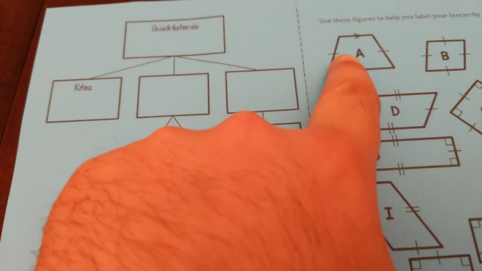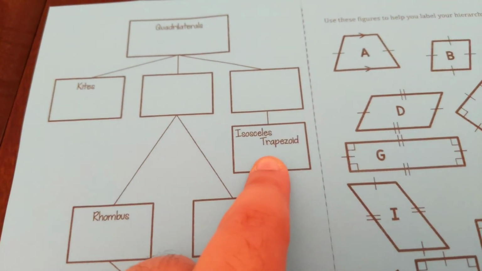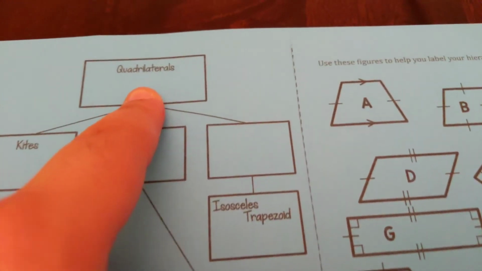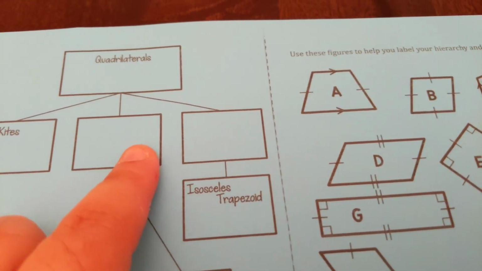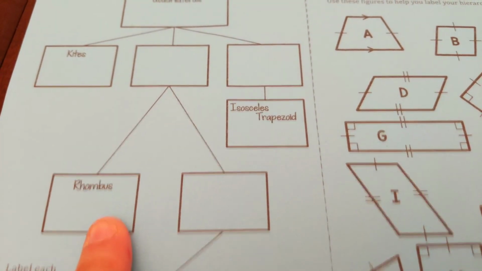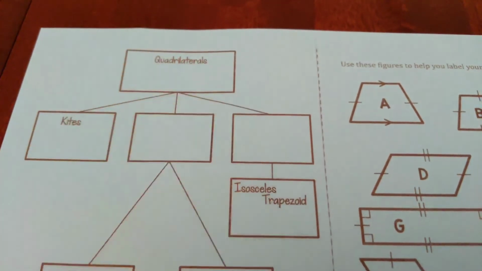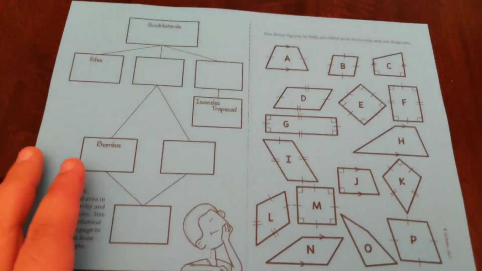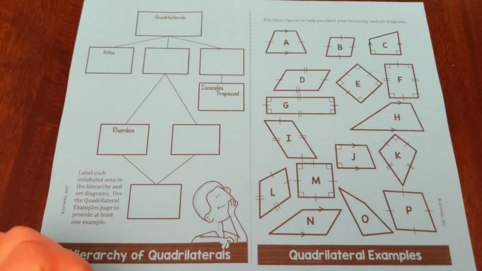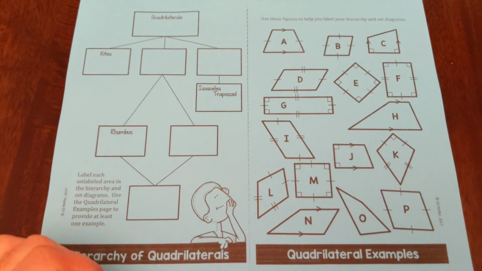Now, if it's an isosceles trapezoid, then it would go here, and it might just go also in the regular trapezoid, and it might also be in the quadrilateral because it does have four sides. But it's probably not going to be in the kites because it's not a kite, and it's probably not going to be a rhombus, so I wouldn't put it there. But it could be in more than one place. Let's see what you can do on this one, and then we'll go over the answers, and you will turn it in for completion grade to see what you did. Okay? All right. Have fun.